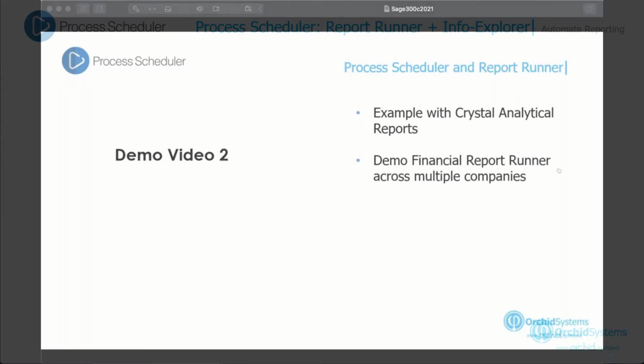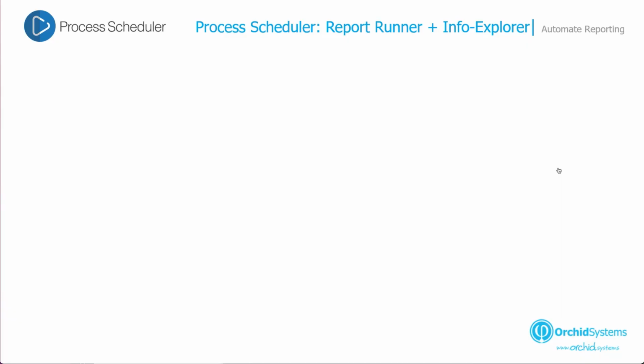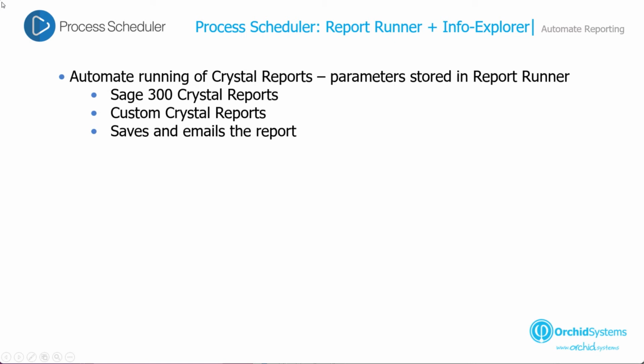9 minutes. Process Scheduler allows you to schedule repetitive tasks in Sage 300, but when used in conjunction with Report Runner and Info Explorer, it allows you to automate Crystal reports. The parameters for the Crystal reports are stored in Report Runner, and then these reports can be scheduled by Process Scheduler. These could be either your Sage 300 Crystal reports or your custom Sage 300 Crystal reports. When run through Process Scheduler, they are saved and emailed as per the configuration.